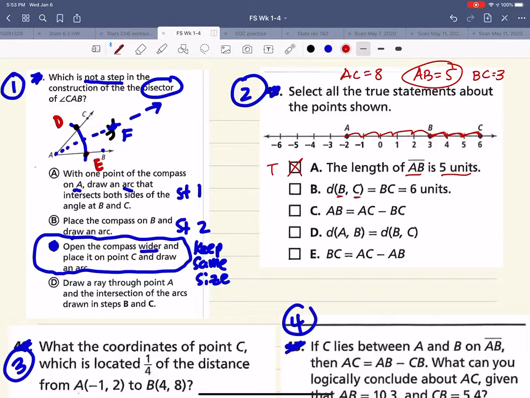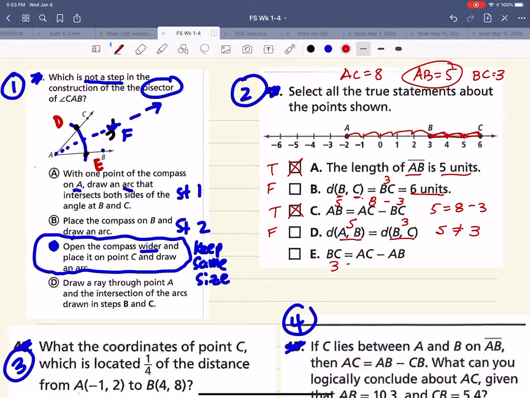The distance between B and C is 3, and that doesn't say that, so I'm not going to pick that one. AB is 5, right? AC is 8, and BC is 3. So is 5 equal to 8 minus 3? I'm going to say yes, that's true. Now, what is the distance between A and B? Well, we know the distance between A and B is 5. And what's the distance between B and C? That's 3. So 5 is not equal to 3, so I'm not going to check that.